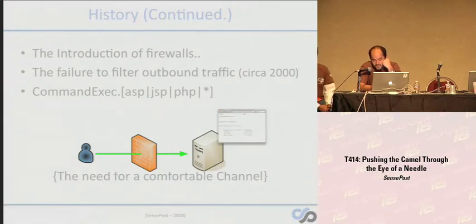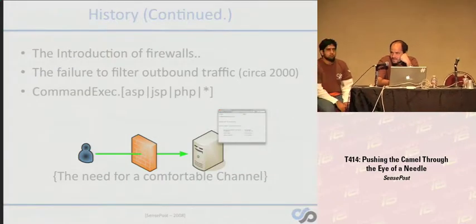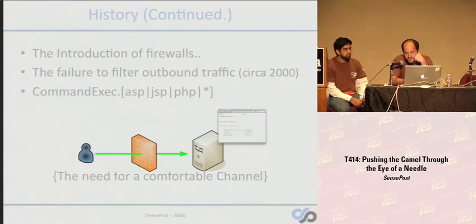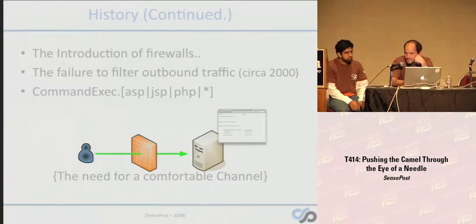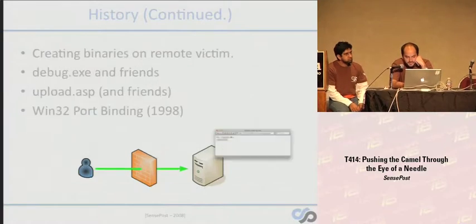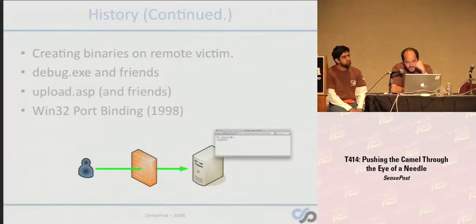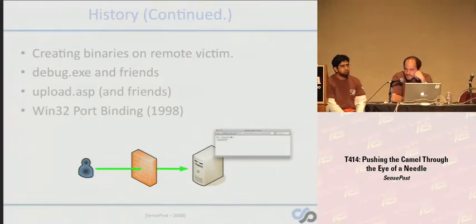So we saw a plethora of tools being developed, mostly supporting command execution through websites, so the upload of some kind of web shell. And if outbound traffic was allowed through the firewall, you could easily set up your netcat and once again get to a pretty comfortable place. That continued with the creation of binaries on the machine. Where you would need to upload netcat, there were a bunch of tricks. One was to use debug.exe on the Windows platform to write out binaries. Others were to upload specific upload pages.